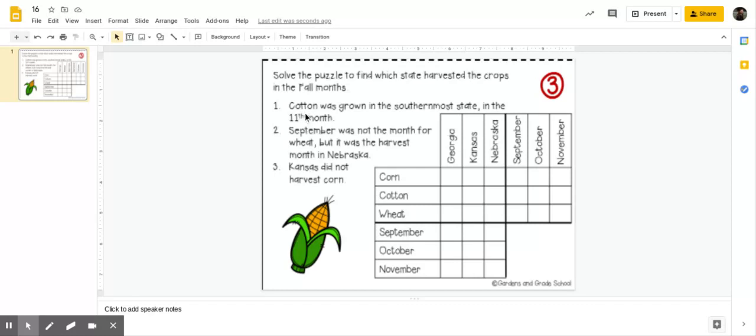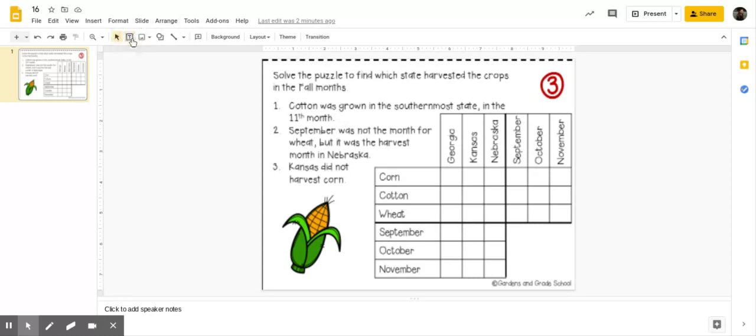So first, cotton was grown in the southernmost state. So we have Georgia, Kansas, and Nebraska. And I might not know what the southernmost state is, so I'll come back to that part. But cotton was also grown in the 11th month. I do know that the 11th month is November because September is 9 and October is 10.